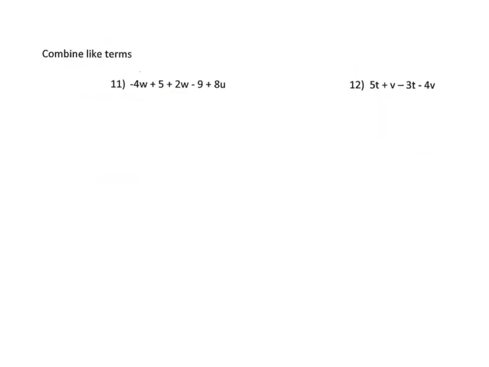Alright, combining like terms. I'm going to circle my terms here. I've got negative 4w, I've got a positive 2w. And then, change colors, I've got a positive 5 I can combine with negative 9. And then I have one odd one that I can't combine with anything. So, negative 4w plus 2w, so negative 4 plus 2 is negative 2w. 8u, I can't combine that with anything, so that's just going to stay 8u. And negative 9 plus 5 is negative 4.